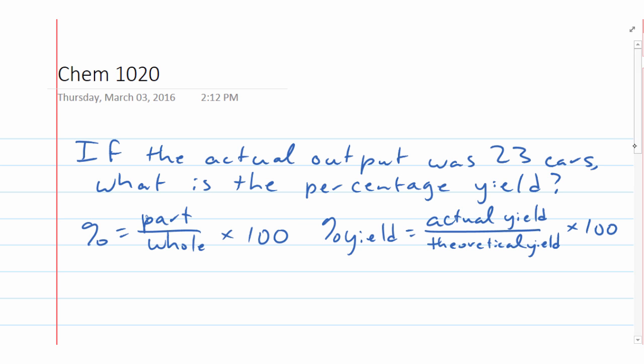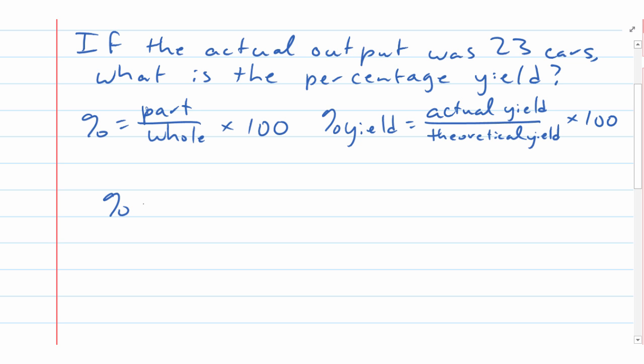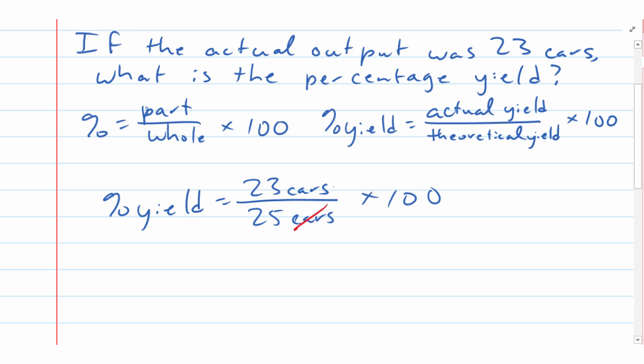Now, in this case, if we want to get that percentage yield, what was the actual yield of cars here? 23 cars. What was the amount we could have theoretically made? Right. Then we take that result, multiply by 100, and we get 92%. We say that this is a 92% yield.